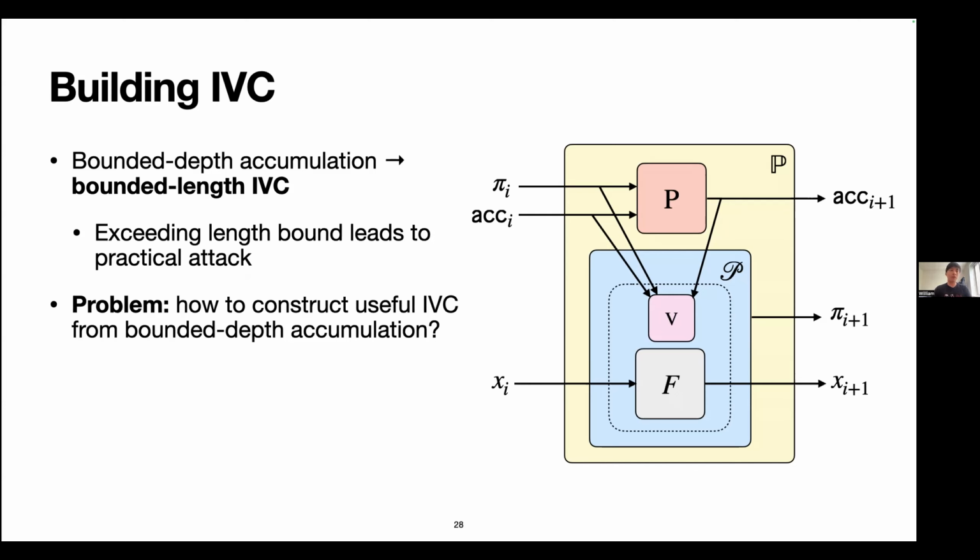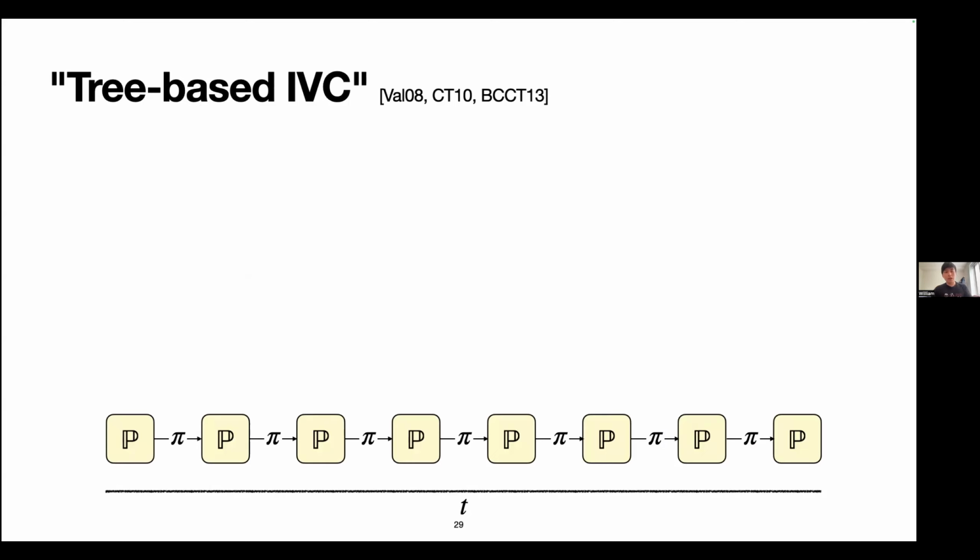And the way we do this is actually largely taken from prior work. They talk about this within the context of a theoretical consideration, but for us, it actually turns out to be useful for practically constructing IVC. And so the idea is as follows. For normal IVC, you can imagine you have a bunch of provers and they're aggregating proofs in a line, right? And so if you have t steps of the computation, you need to aggregate t times.